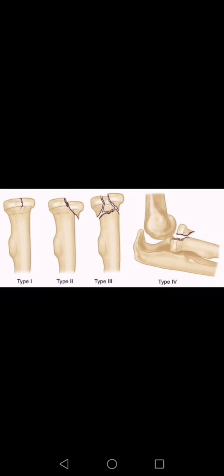Classification here is called Mason. The Mason classification has 4 types. Type 1, non-displaced fracture. Type 2, marginal fractures with displacement. Type 3, comminuted fractures involving the entire head. Type 4, associated with dislocation of the elbow. So it's very easy. Type 1, non-displaced; type 2, marginal fracture with displacement; type 3, comminuted fracture involving the entire head; and the last one associated with dislocation.